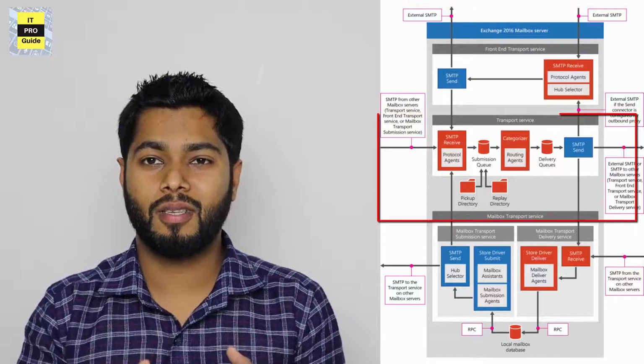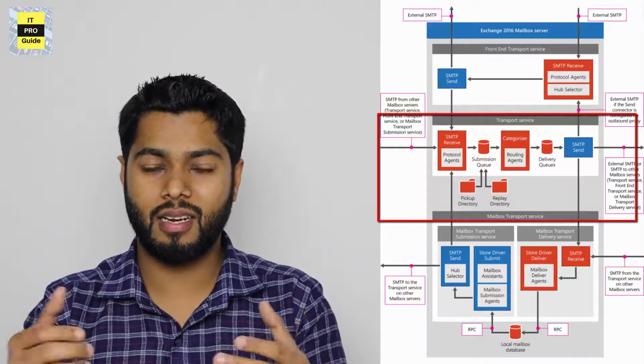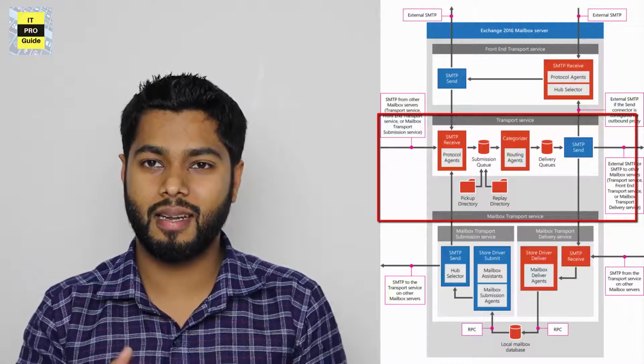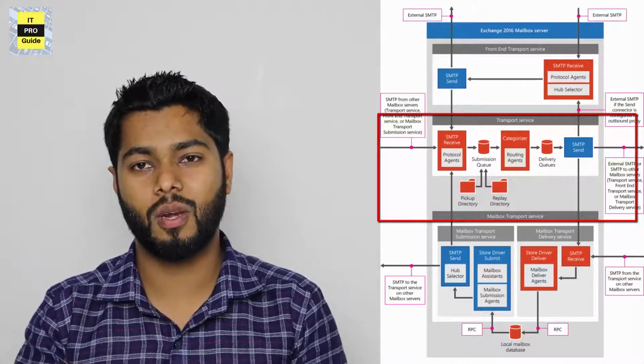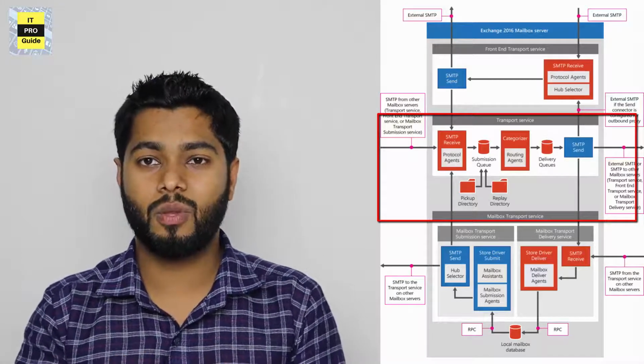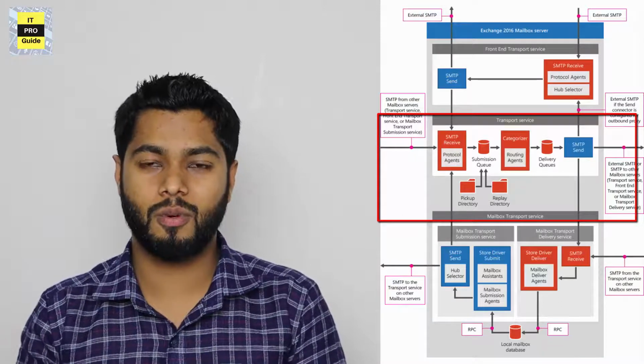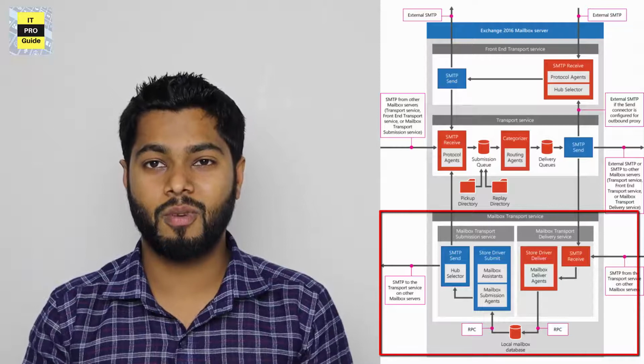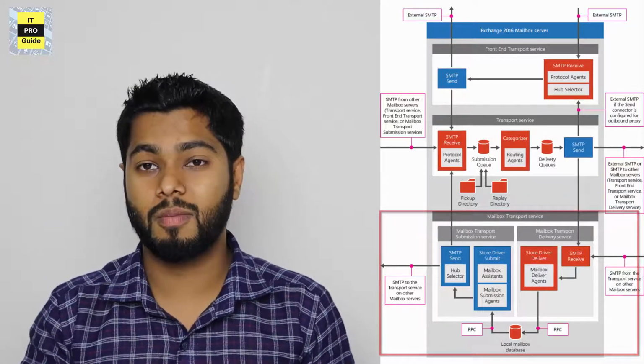Once transport service receives an email from front-end transport service, then the transport service will do the categorization, content inspection and message queue and all. Then it transfers those emails to mailbox transport service. Then the mailbox transport service is responsible for retrieving or pushing this message to the database. So those are the three services involved in email transfer or email flow in an Exchange server. So now let us see how to configure a receive connector.